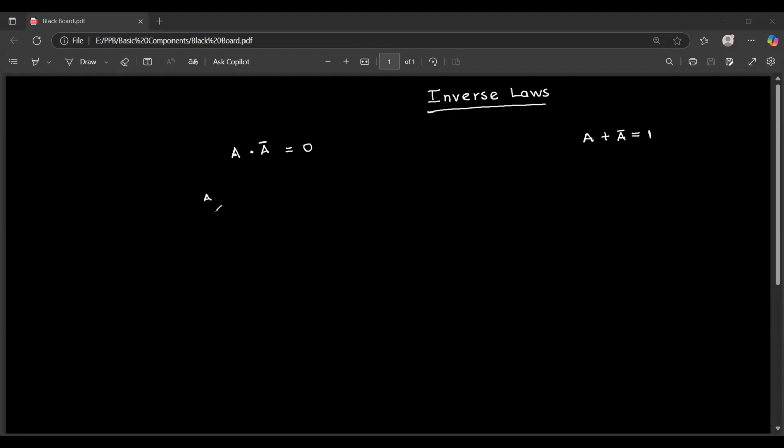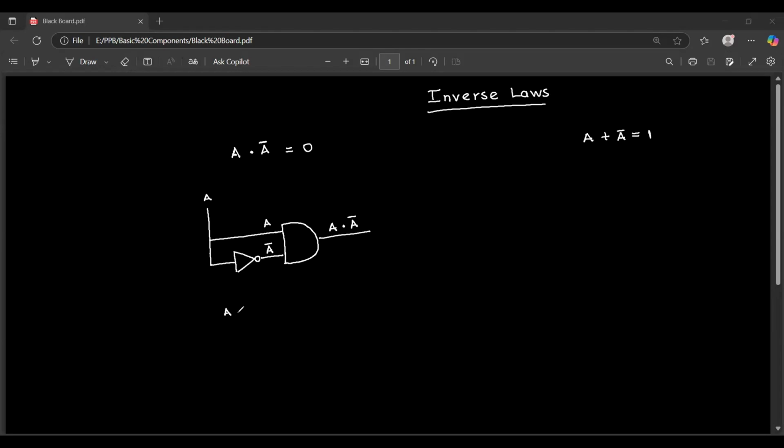So we have A. First of all, we need A passing through an AND gate, and then we need A bar, which means we are going to pass it through a NOT gate before we pass it through other gates. So we have A and A bar coming through, and they are passed through an AND gate. So we have A here, we have A bar here, so the output will be A dot A bar.